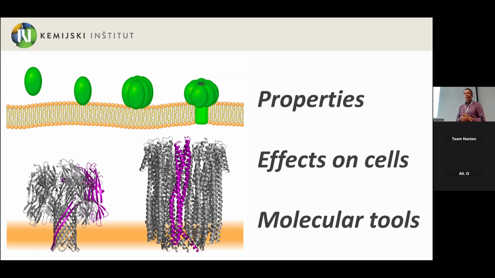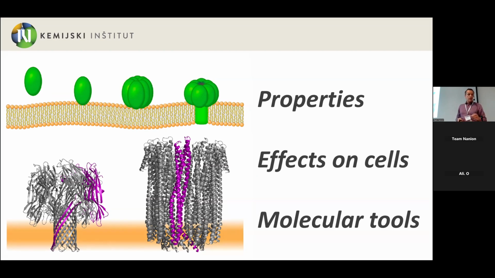People study quite a lot effect on cells. This is not clear yet why cells are killed due to action of these toxins. This is the final outcome sometimes. And they can be used as molecular tools due to their unique properties.